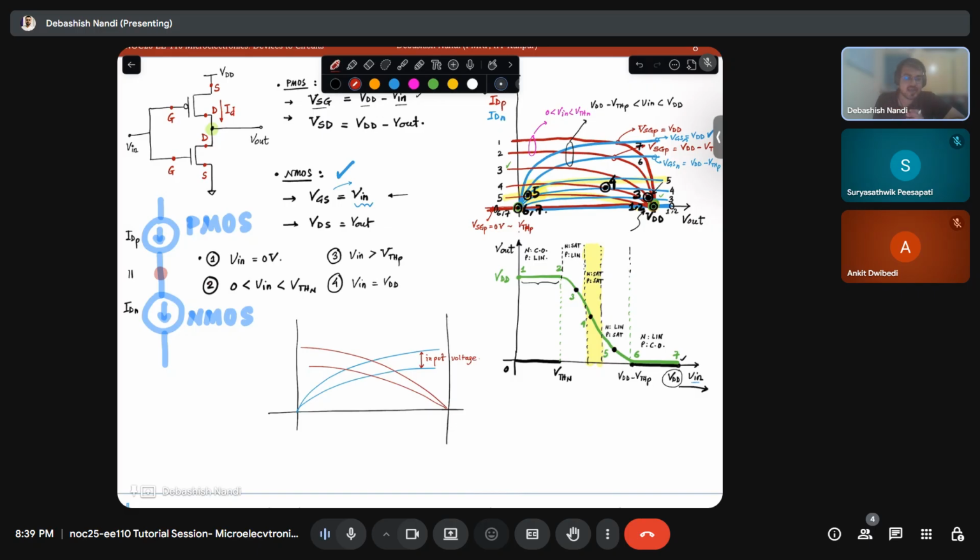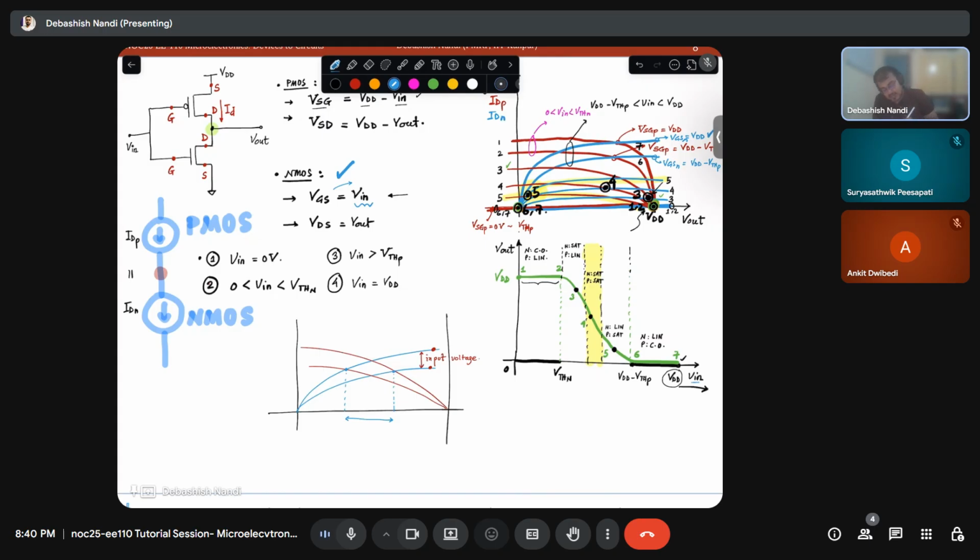Because the input you are applying at the gate, the gate voltage, changes this difference. By changing the gate voltage, you go from one curve to the other curve. And what is the change in output voltage? The change in output voltage is basically the difference between this, right? How much you are shifting in the x direction or along that line. So that is the output voltage.